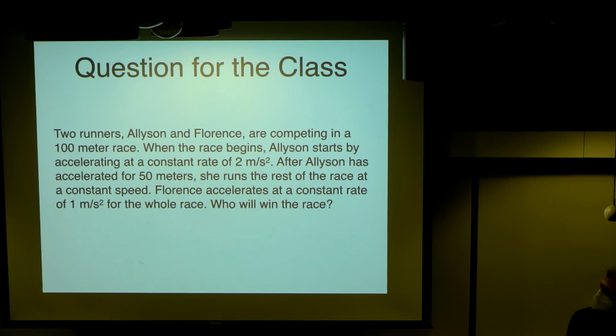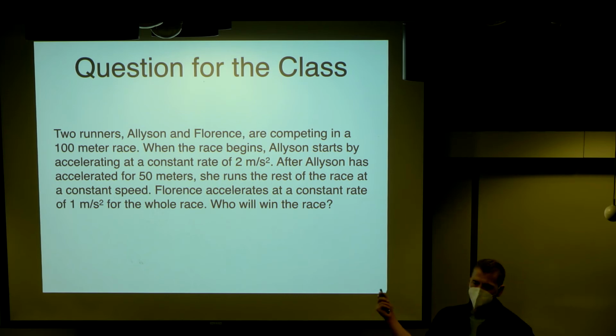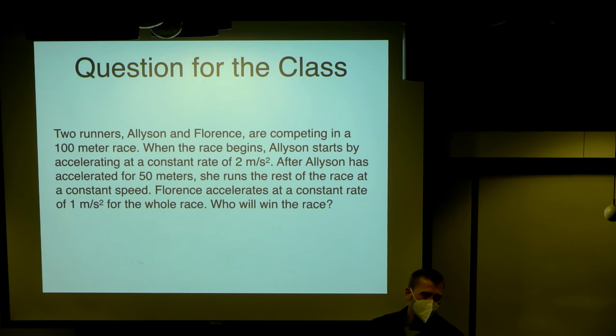Okay? Then we have Florence, who just does this. She accelerates at a constant rate of 1 meter per second squared the whole time. And then the question is, who will win the race? Which one of these is a better strategy? Who's going to win the race? Okay. Does anyone have any general ideas about how we could tackle this?